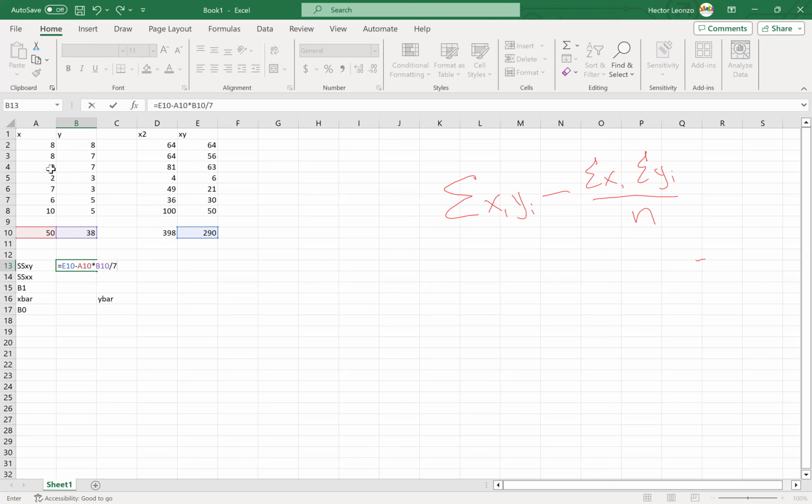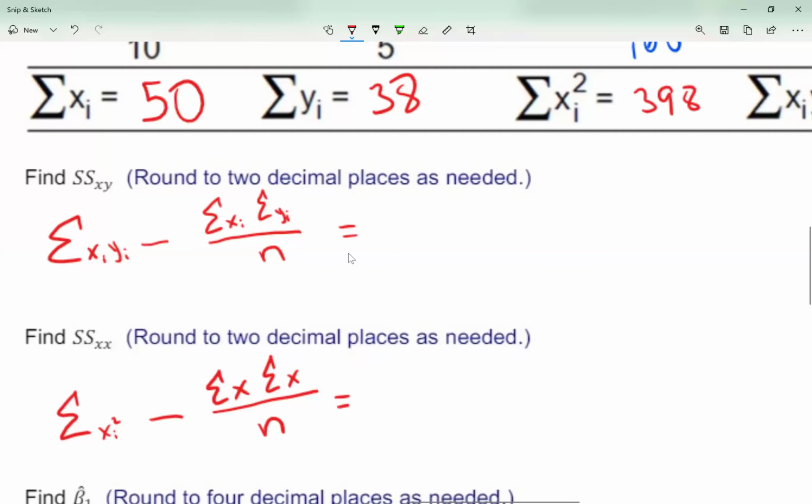And I'm going to press enter. And I'm going to get my sum of the squares xy is going to be 18.57143. My instruction says rounded to 2 decimal places. So 18.57. Okay, so let me come back here. Good, I have my first value, 18.57.